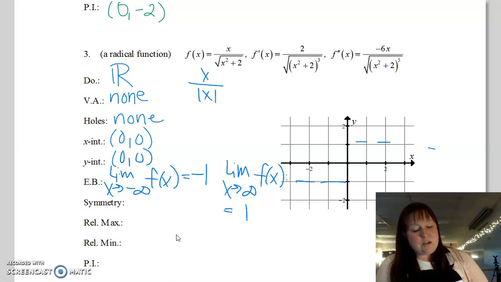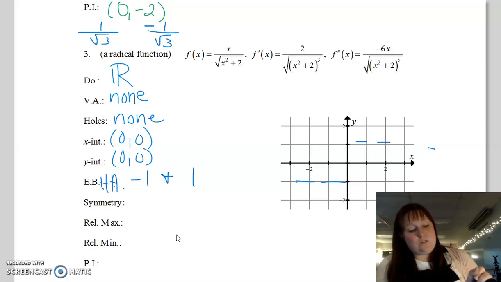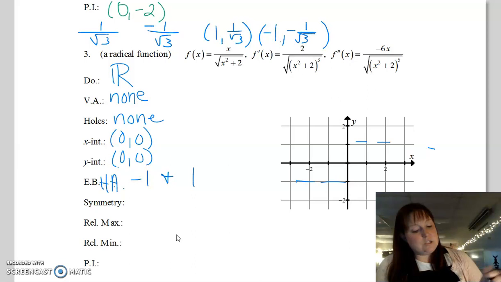And our symmetry, all right. If we put 1 into this, I have 1 over root 3. And if I put negative 1, I have negative 1 over root 3. So that's going to have origin symmetry, because if I put in 1, I get out 1 over root 3. And if I put in negative 1, I get negative 1 over root 3. So that is origin symmetry.